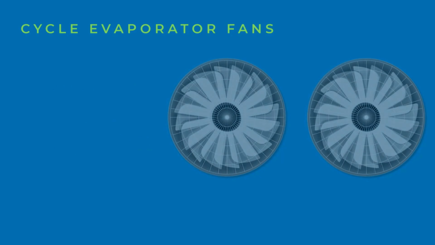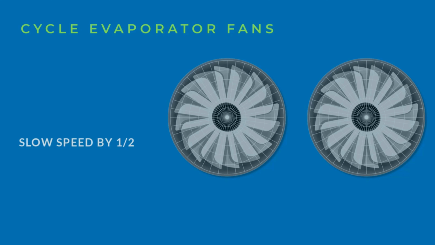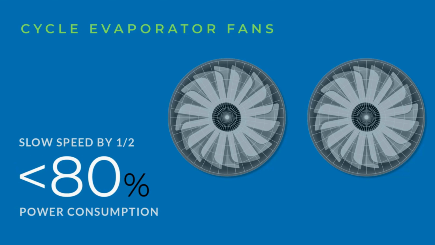If cycling fans completely off is not an option for some reason, slowing them down can save a substantial amount of energy, as energy savings are exponential with a reduction in fan speed. For example, slowing down a fan by half drops the power consumption by 80%.